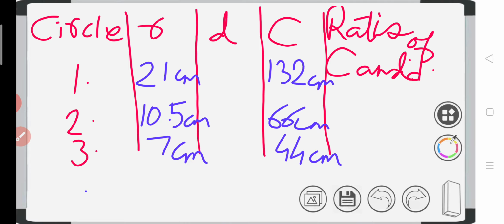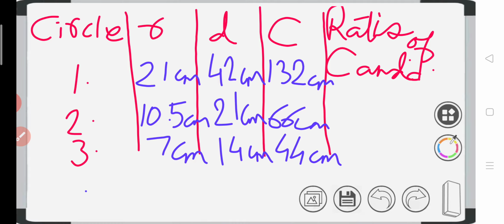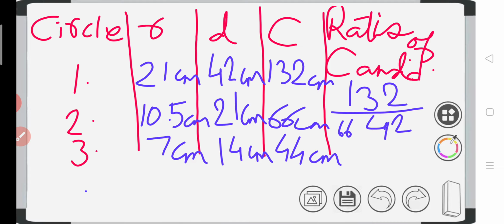Now when the radius is 21 centimeter, then its diameter will be double, so its diameter will be 42 centimeter. Similarly, here diameter will be 21 centimeter and here it will be 14 centimeter. Now the ratio of C and D: C will be in numerator and D will be in denominator. Similarly, here C will be in numerator and D, that is 21, will be in denominator. Now for the last one, 44, that is circumference, and 14, that is diameter, will be in the denominator.